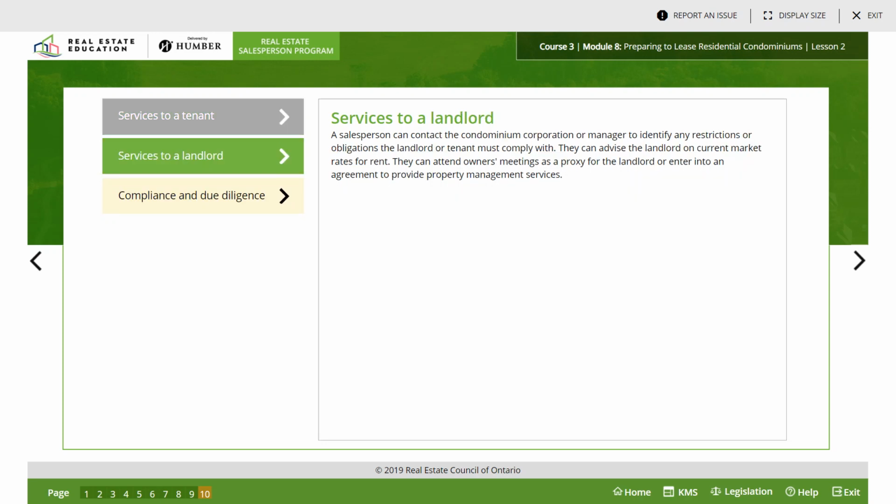And then services to a landlord. A salesperson can contact the condominium corporation or manager to identify any restrictions or obligations the landlord or tenant must comply with. They can advise the landlord on current market rates for rent. They can attend owners' meetings as proxy for the landlord or enter into an agreement to provide property management services.